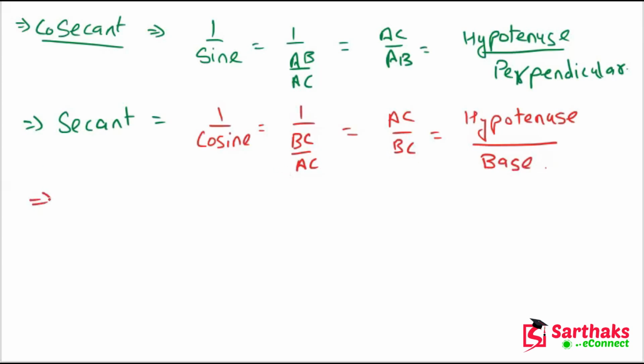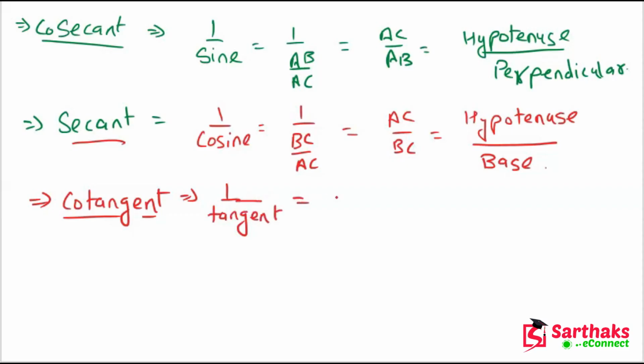Okay, so next and last is cotangent. Cotangent is the inverse of the tangent ratio. We have tan as AB upon BC, which gives cotangent as BC upon AB. Now BC is the base, and AB is the perpendicular.